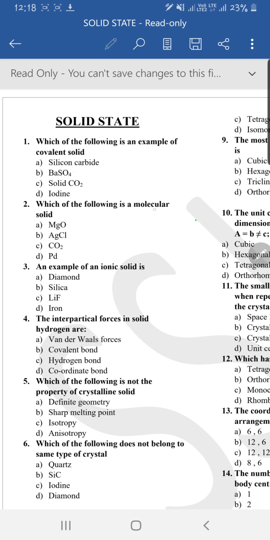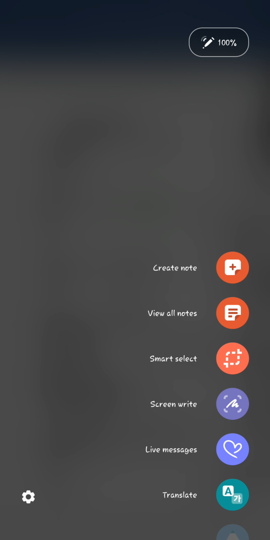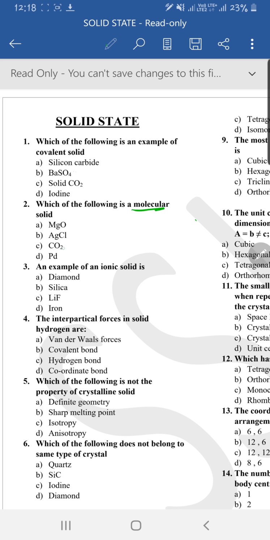Second, which of the following is a molecular solid? Very simple, molecular solids have molecular forces of attraction. Magnesium oxide cannot be, there is an ionic bond. AgCl also has an ionic bond. CO2 is a molecular solid. Yes, it is a molecular solid. And palladium is a typical metallic solid. Therefore, the question was which of the following is a molecular solid? The best example we choose is CO2.